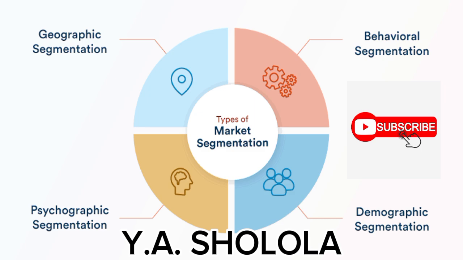The next one we'll be looking at is geographic segmentation. It divides the market based on location. This could mean regions, countries, cities, climate, or even urban versus rural areas. Geographic segmentation is essential because consumer preferences, needs, and buying behavior can vary significantly depending on where they live.